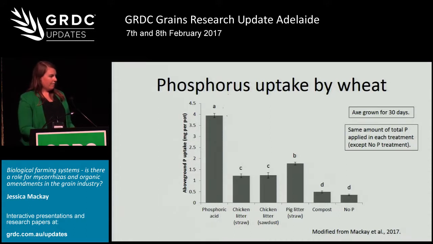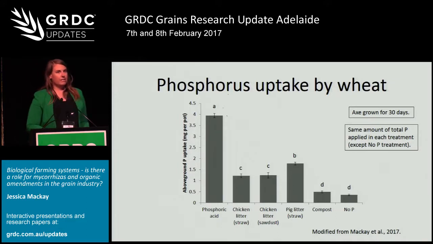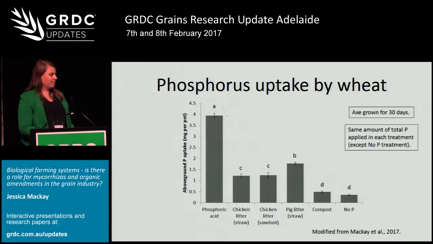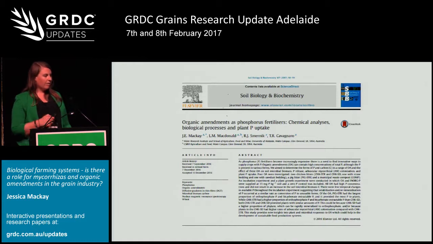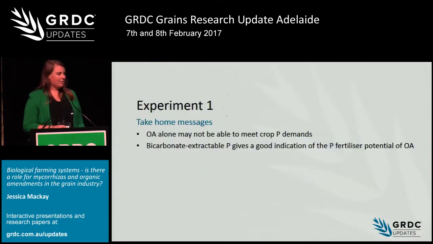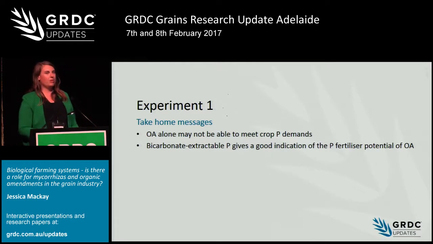And I grew wheat to determine early phosphorus uptake. And I found that, as expected, the pig litter did provide the most phosphorus to the plants. However, none of the organic amendments provided nearly as much as the phosphoric acid treatment. These results, along with others from this experiment, are discussed in detail in my paper, so if you're more interested in that, please look that up. However, the main conclusions from this were that organic amendments alone may not be able to meet crop phosphorus demands, but that bicarbonate extractable phosphorus does give a good indication of the phosphorus fertiliser potential.